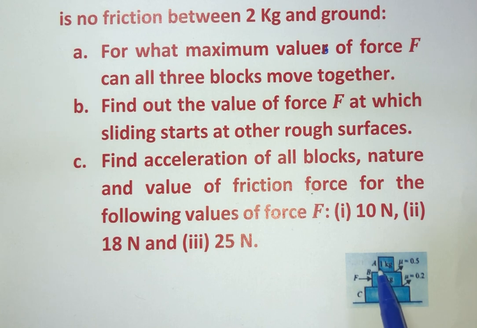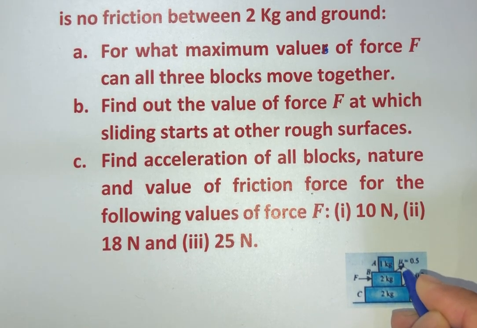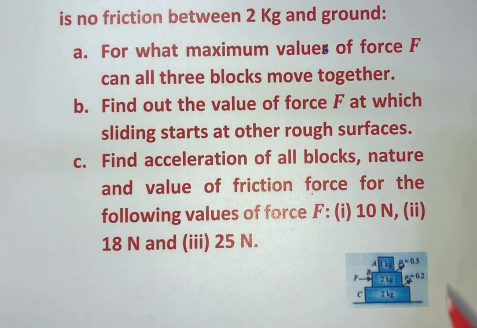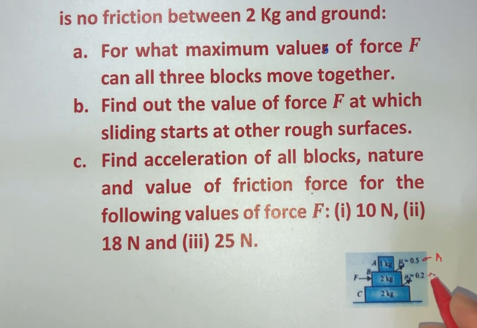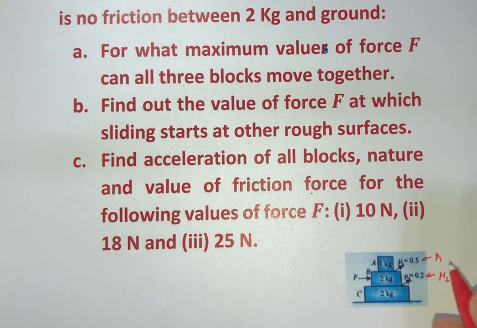This is the figure. We have three blocks A, B and C, and force F is being applied on the 2 kg block, which is the middle one. The frictional coefficient between A and B is given as 0.5, and between B and C is given as 0.2. Let us call this mu1 and this mu2.